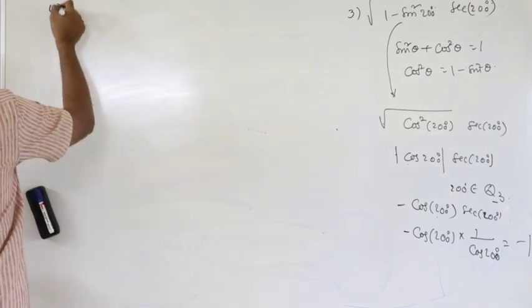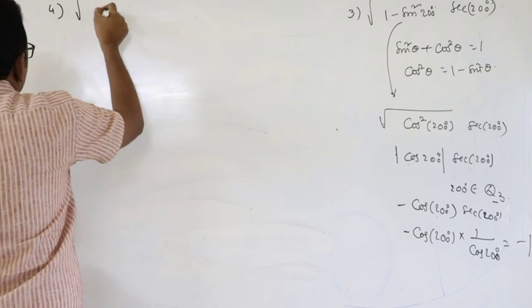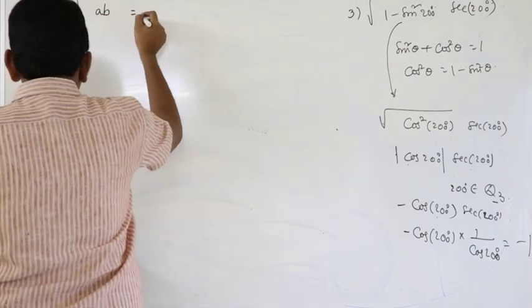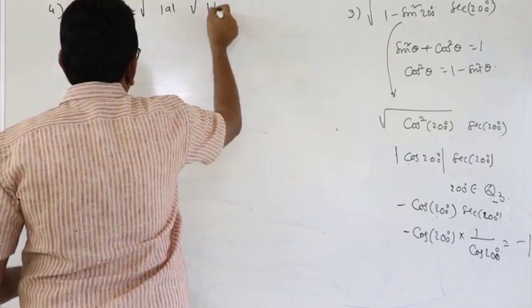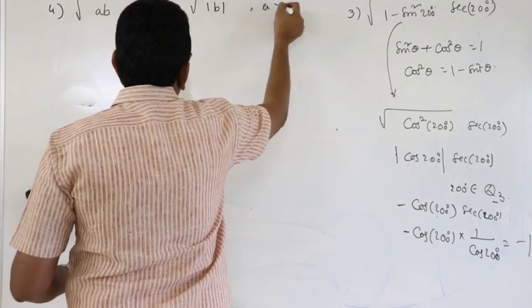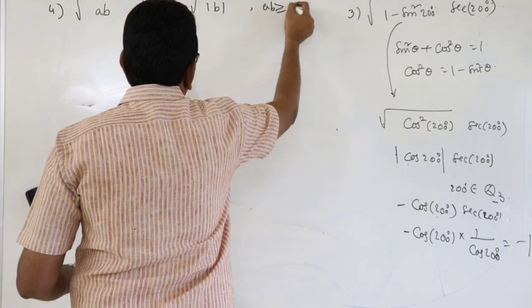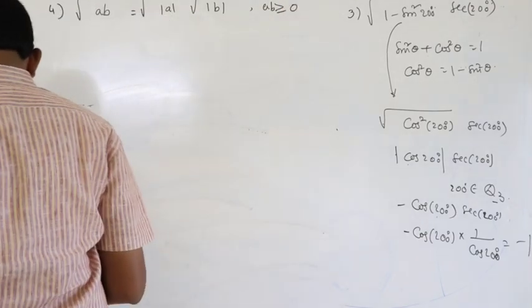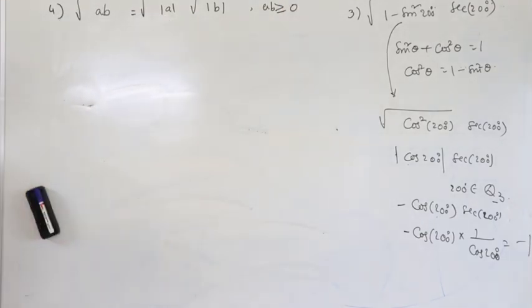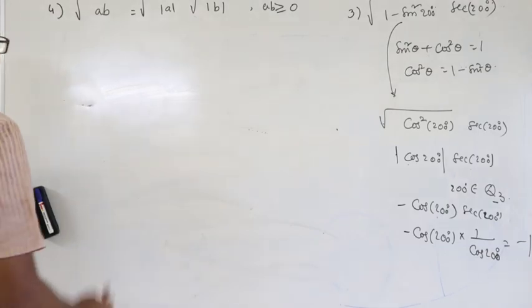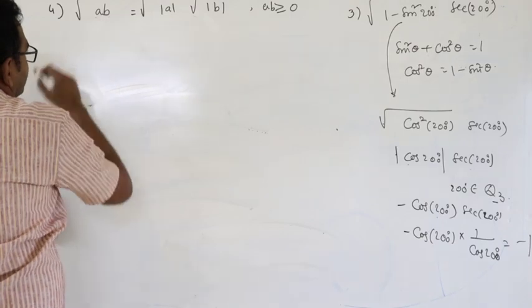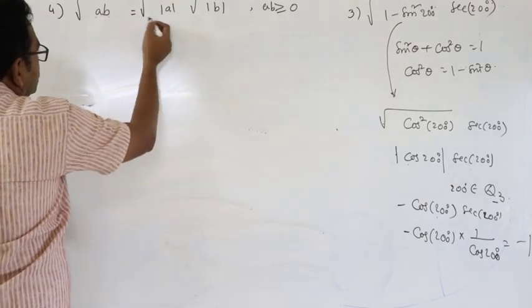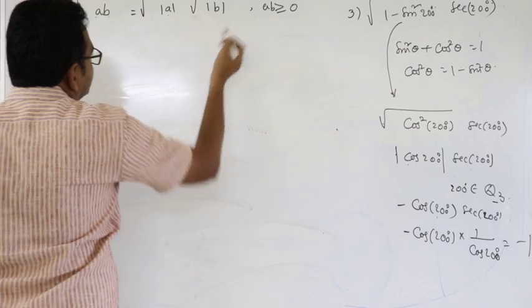Next point: root of AB is equal to root of mod A into root of mod B, where AB is greater than or equal to 0. For example, root of 2 into 3 is root of 2 into root of 3.